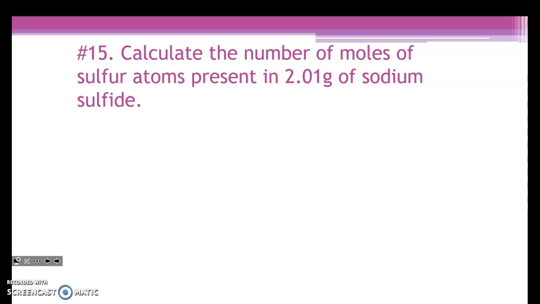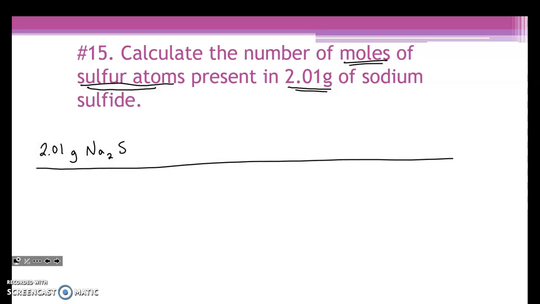Number 15, calculate the number of moles of sulfur atoms present in 2.01 grams of sodium sulfide. We're looking for moles, specifically of sulfur atoms, in 2.01 grams of sodium sulfide. 2.01 grams of Na2S. We're going to use the molar mass to get into moles. 78.05 grams is the molar mass of Na2S, found from the periodic table. 1 mole of Na2S, that is our molar mass conversion.